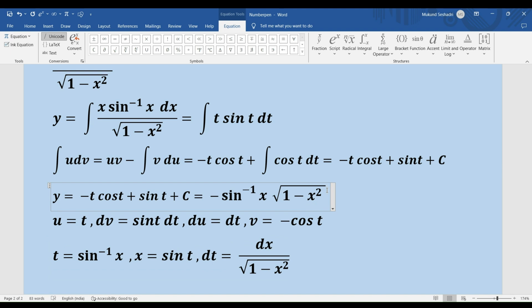There we are done with the first part of y. I go to the second part. I have a sine t, which is nothing but x, and then I have my constant, right? So my answer to this problem is minus sine inverse of x times square root of 1 minus x square plus x plus c, right?